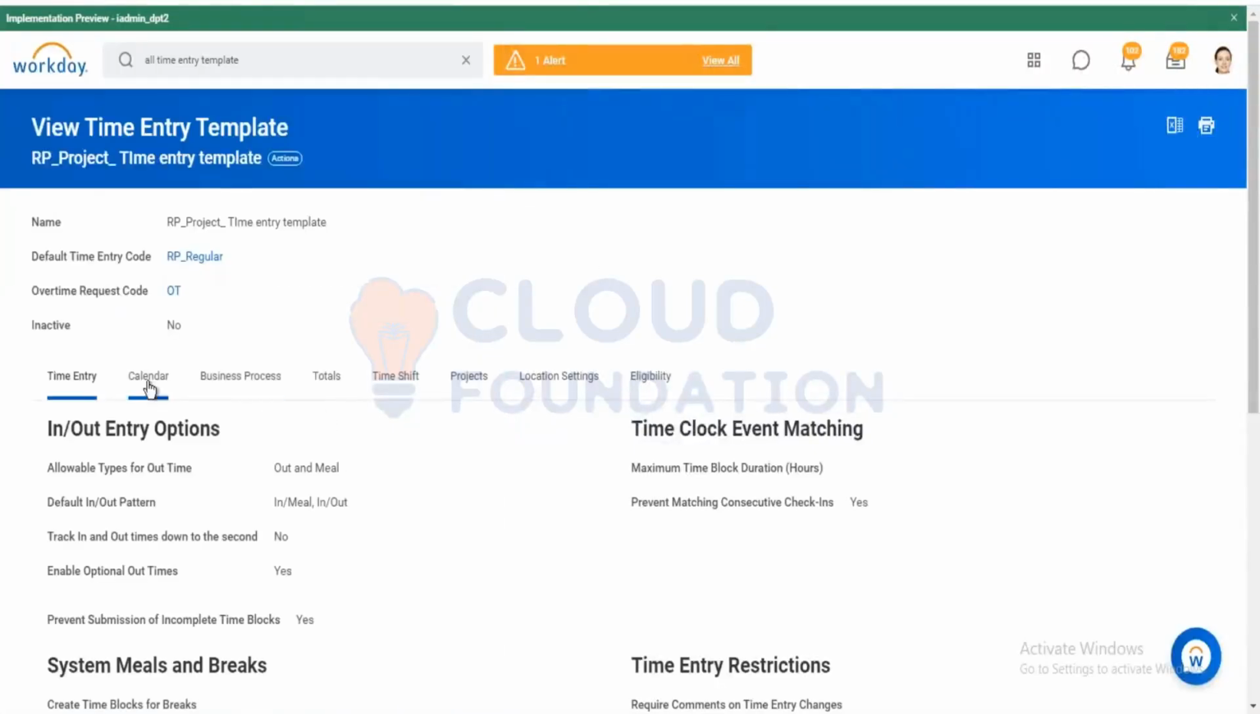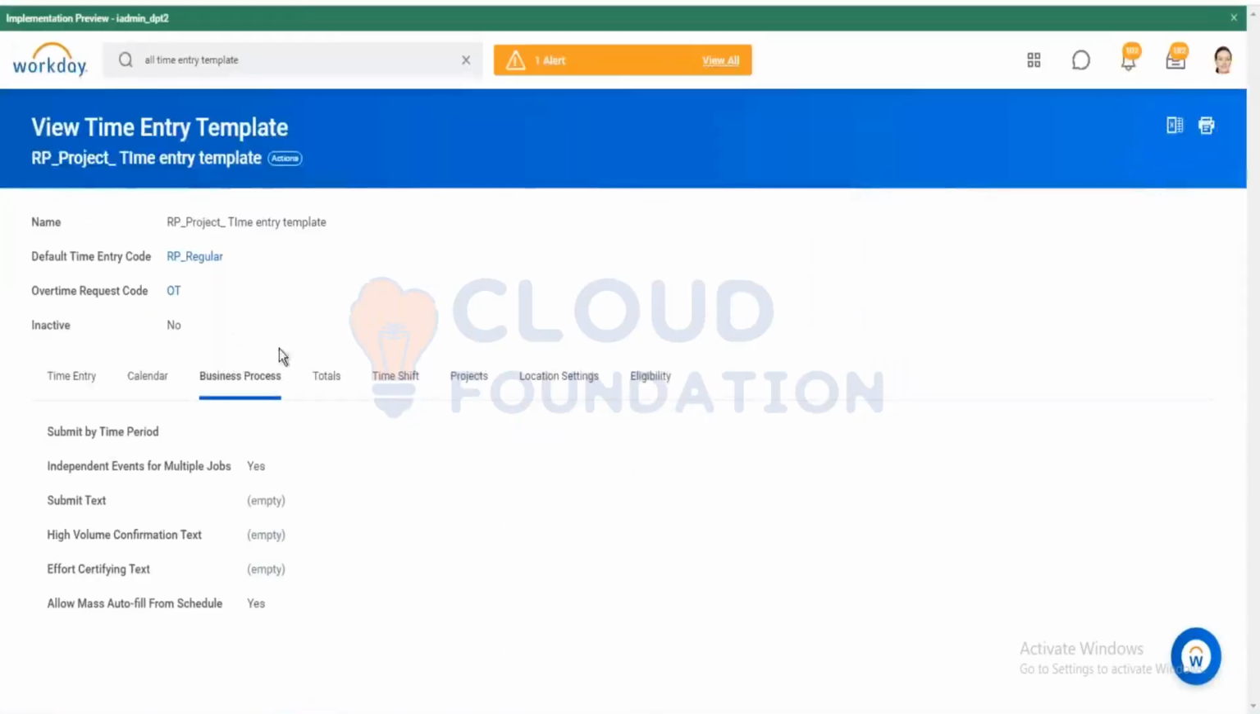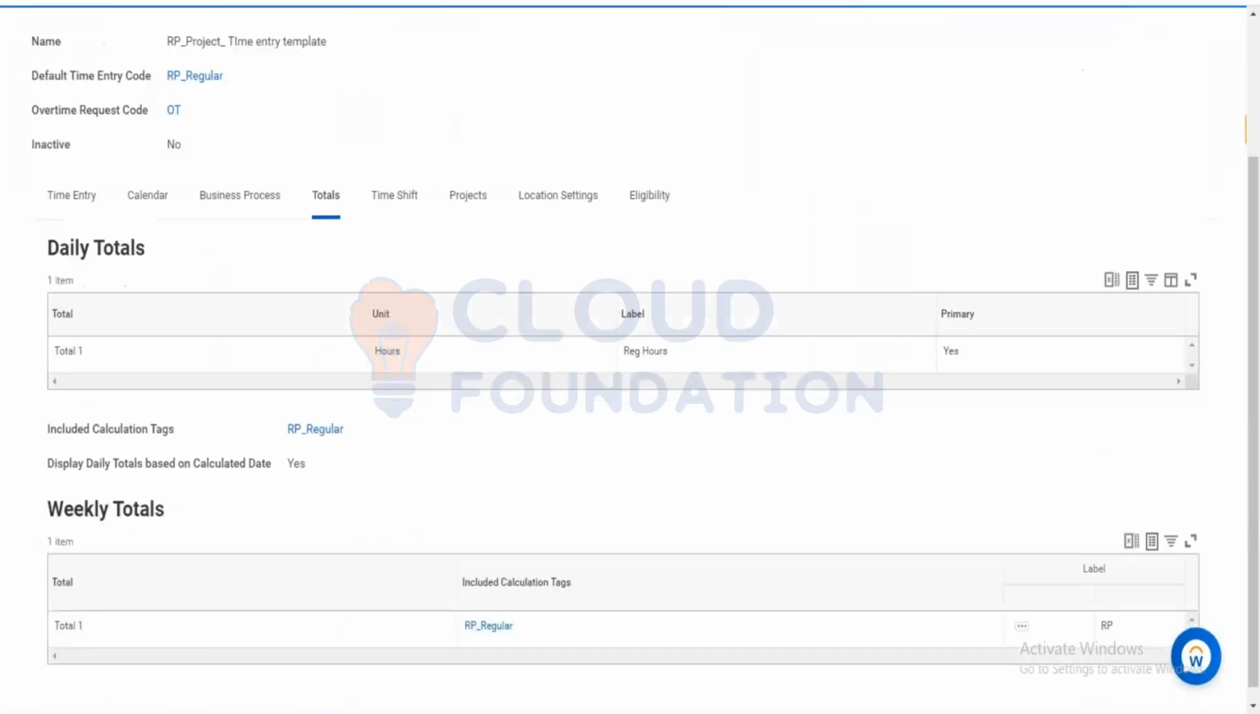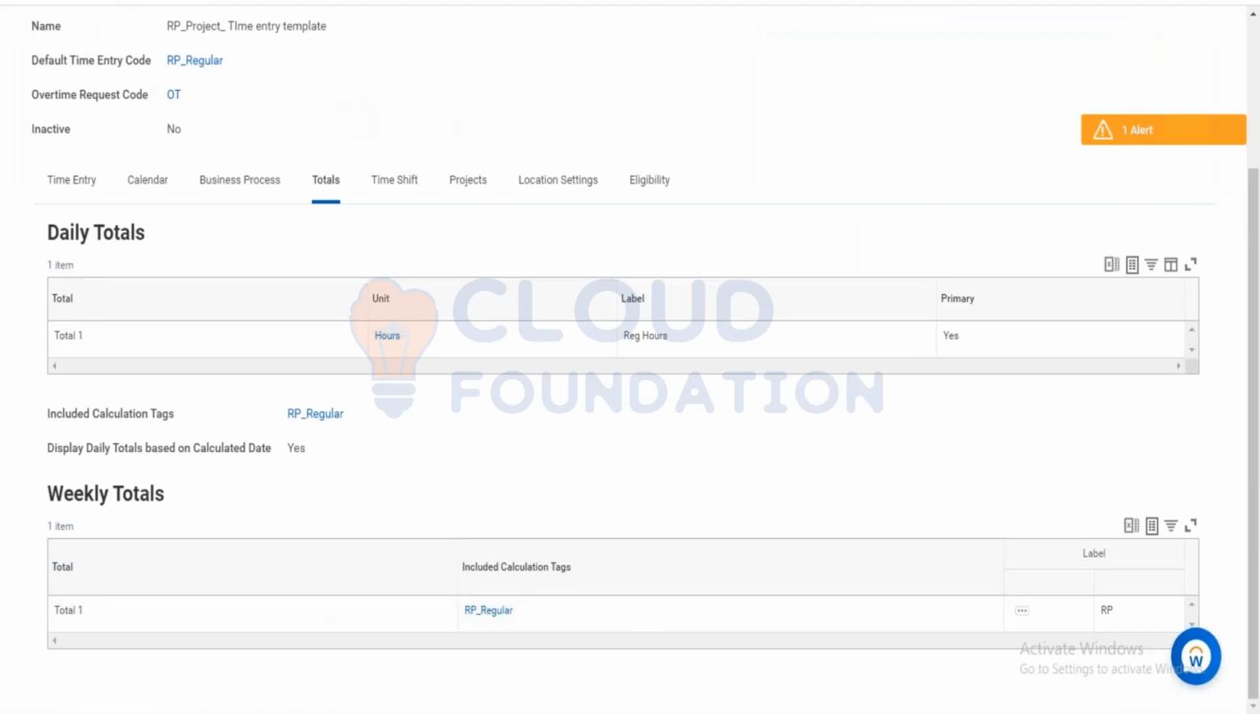So yesterday we talked about calendar, we talked about business process, and we also covered totals. All right, what are the labels that we see on the right tab? What are the daily totals? On the top of every day we see the daily total. If you don't configure these things over here, it hardly matters. If you don't include calculation tags, whatever amount of hours you are entering, whether it is a worked hour or a non-worked hour, all of it would be shown in the daily total. Daily totals means the upper value total on the time entry calendar.